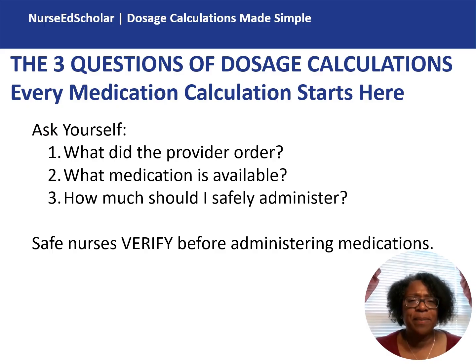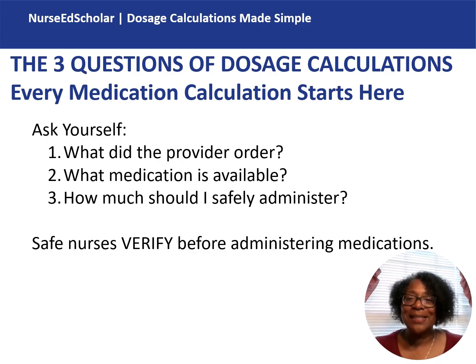Every calculation affects your patient in some way, shape, or form. Too much insulin can cause severe hypoglycemia. Too much morphine can cause respiratory depression. It will suppress your breathing. Too much potassium can stop the heart from beating.